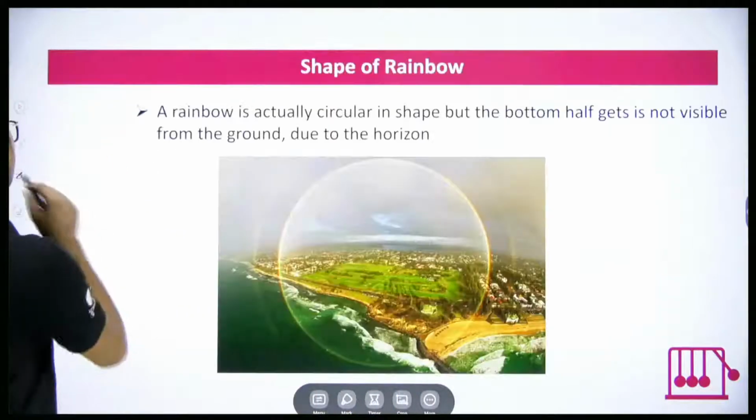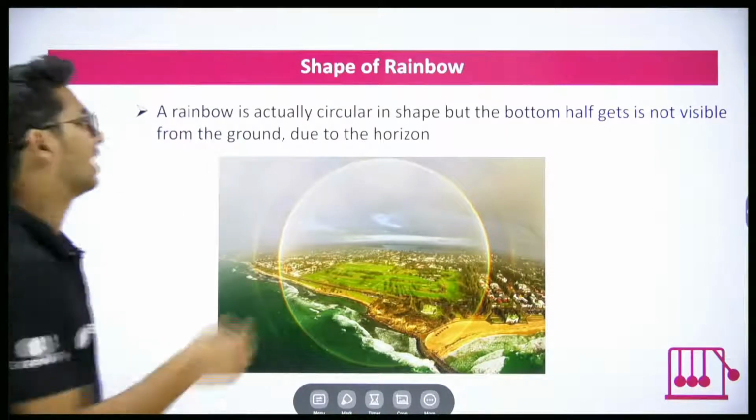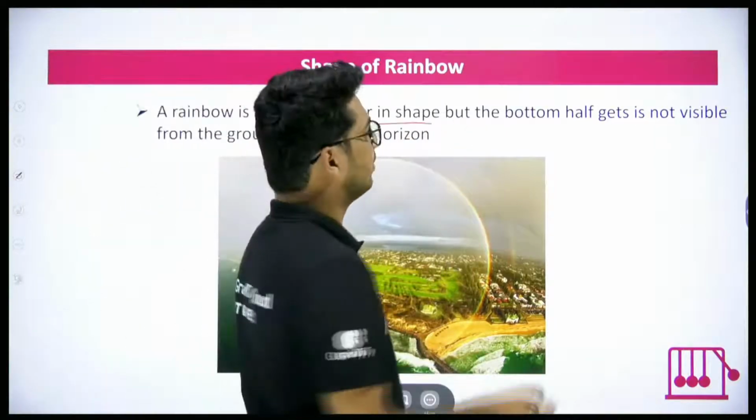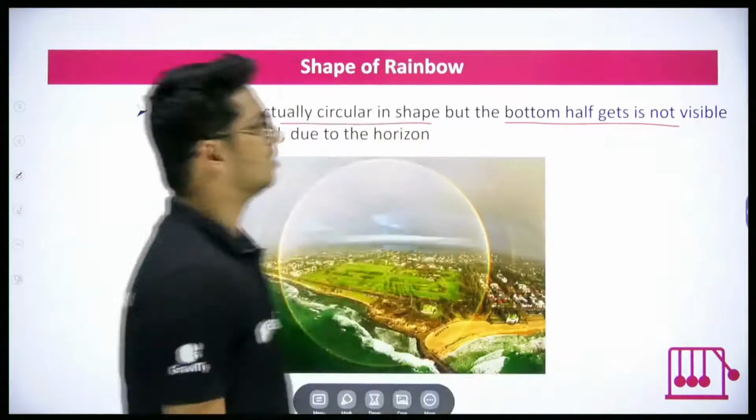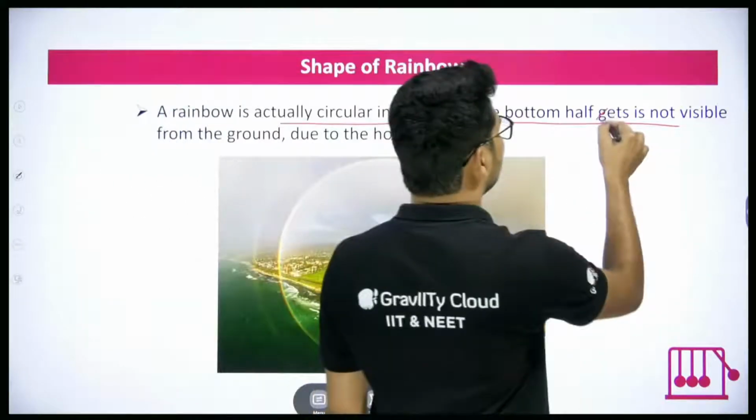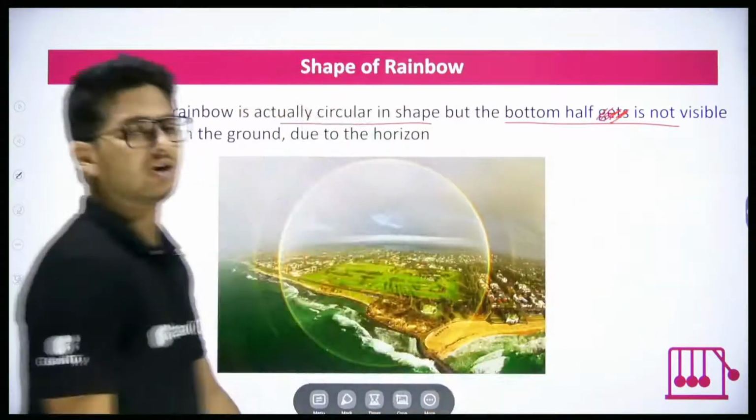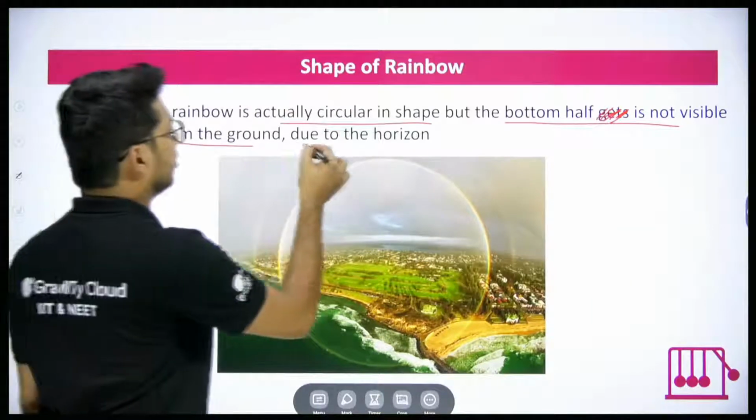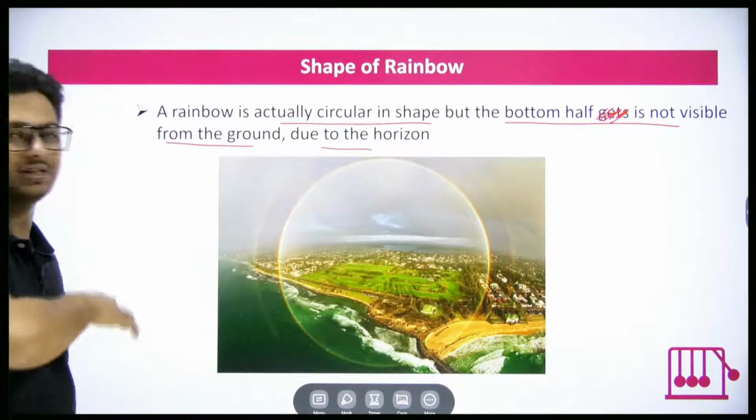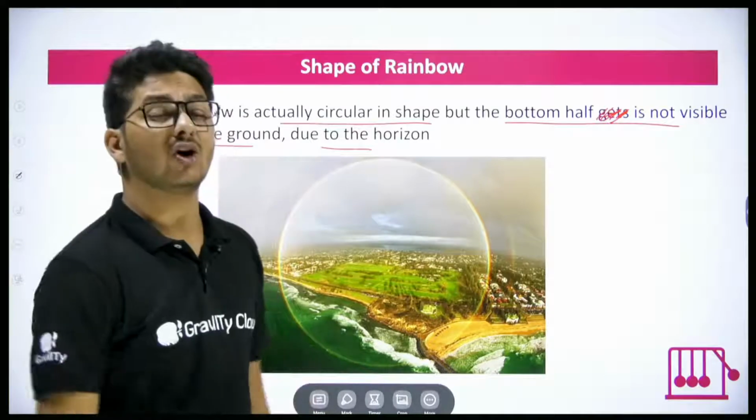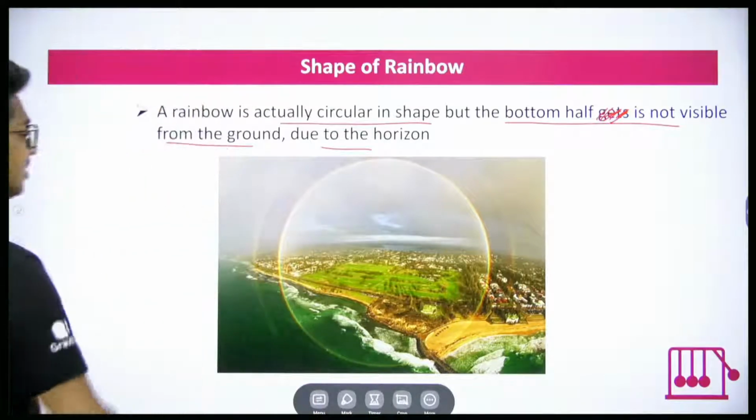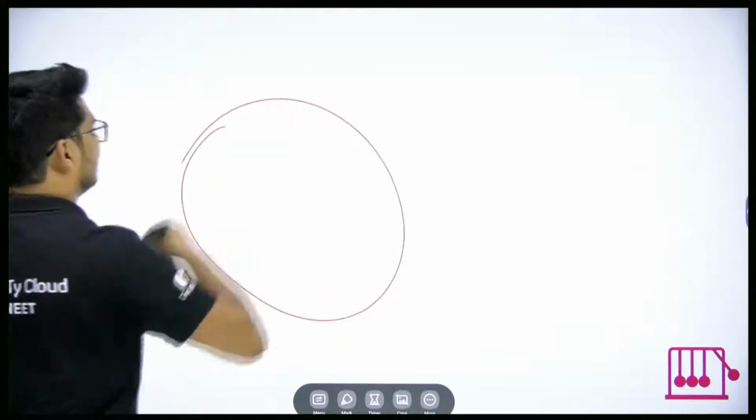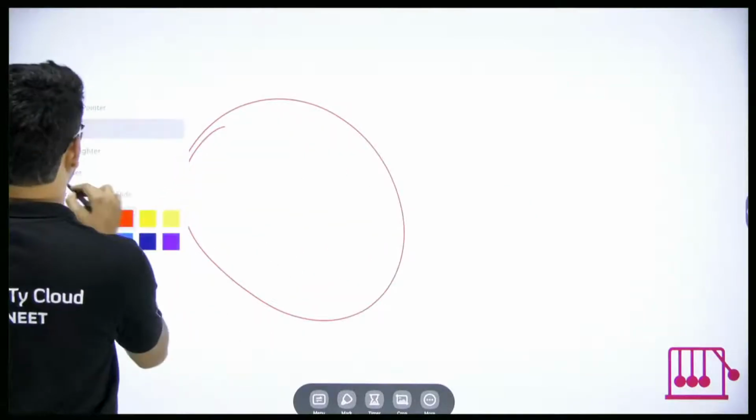Got it? Good. So you can see here, a rainbow is actually circular in shape, but the bottom half is not visible. We cannot see it from the ground due to the horizon. Horizon in the sense the level of the ground, the horizontal level of ground. And this horizon is responsible for many things. Let me give an example. Let's say this is Earth.